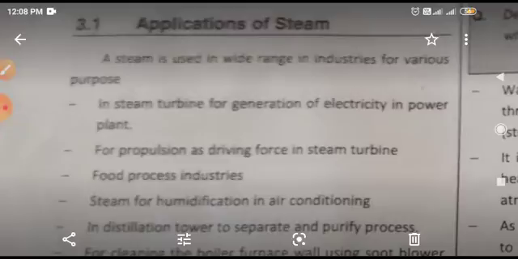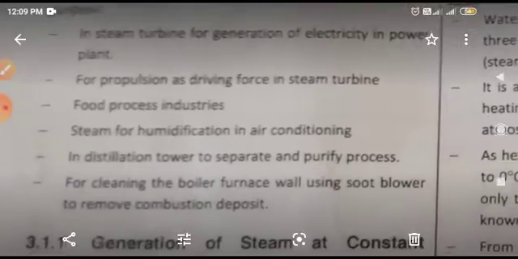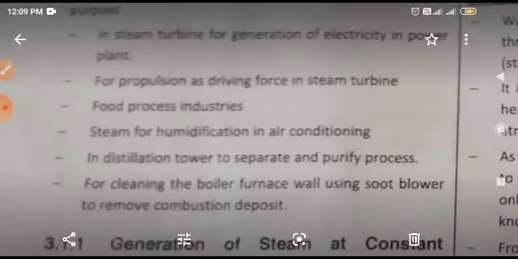We have to see different diagrams, PV, TS, HS diagrams of this steam, and keep in mind that this unit is very important for engineering also, so be prepared for this very well. Let's see what are the applications of steam: in steam turbine for generation of electricity in power plant. In power plant engineering, you will encounter this steam again.